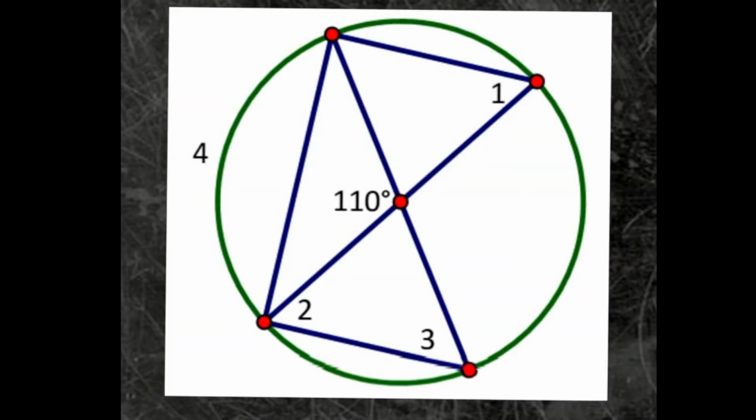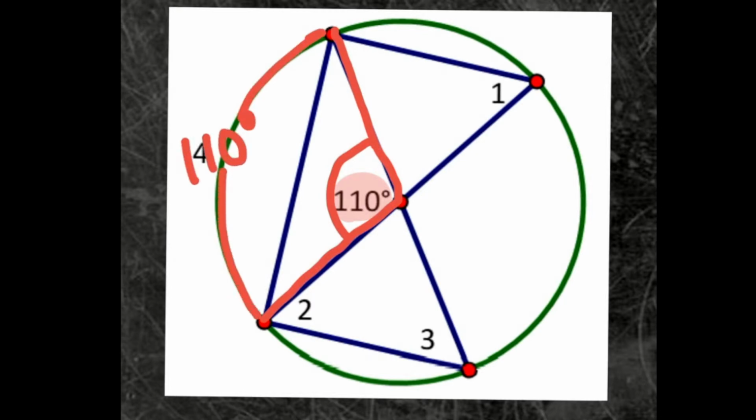This is a good typical question to practice on. First of all, the thing I want you to notice is the given angle here of 110. This is a central angle, and we've learned in a previous experience that the central angle, this one here, is equal to the arc that it subtends. So this arc here would also be 110.